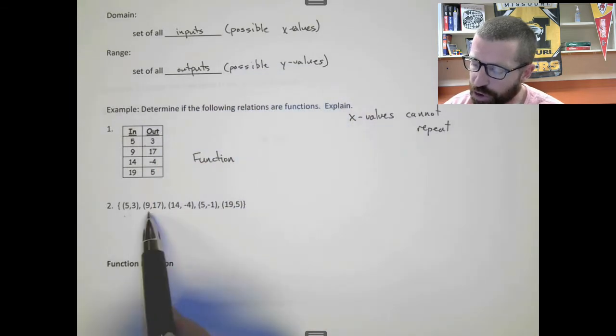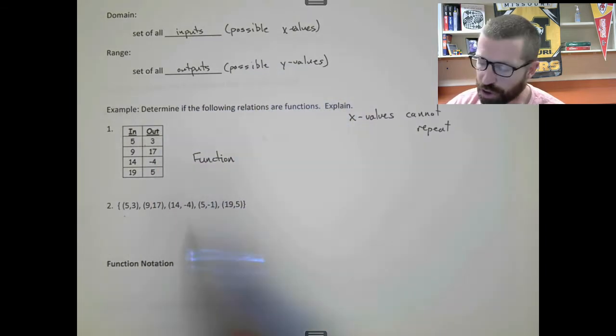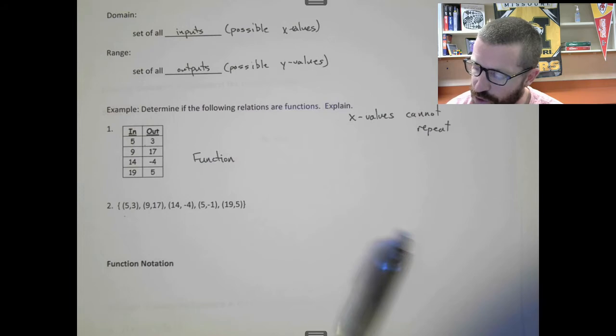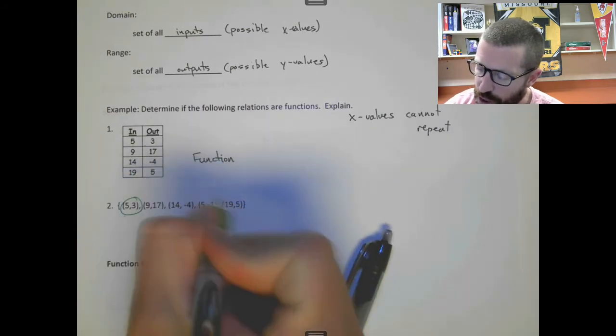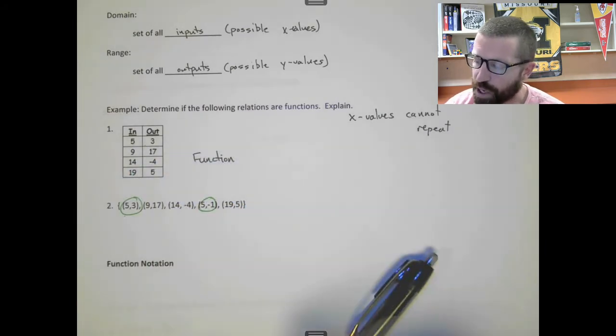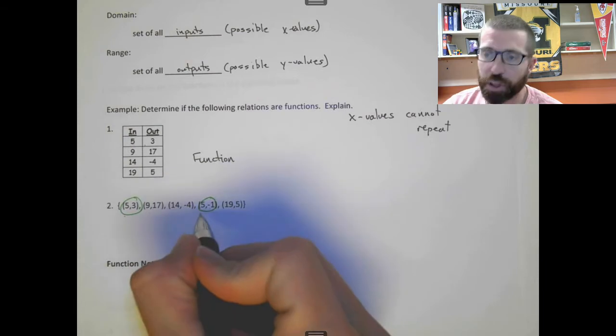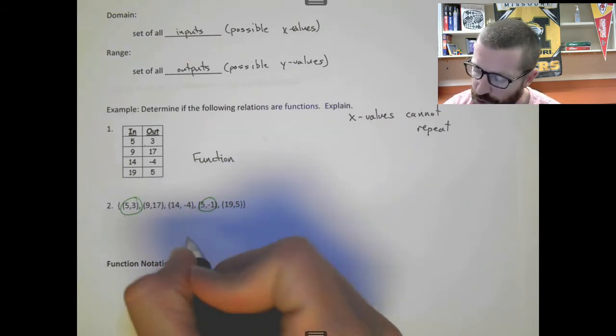Here, if you look at this relation, I say function, but it might not be one. This is not a function because sometimes when I put in 5, I get 3, and sometimes when I plug in 5, I get -1. So this is not a function.